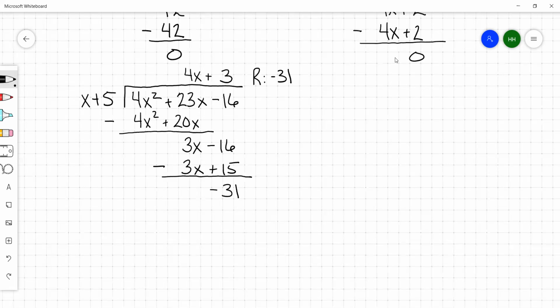Now, sometimes you'll also see it like this, as 4x plus 3, and the remainder goes over what you were dividing into. So the remainder over x plus 5. Okay, you may see it both ways. Good with that? Let's see if we do one. Check for factors.